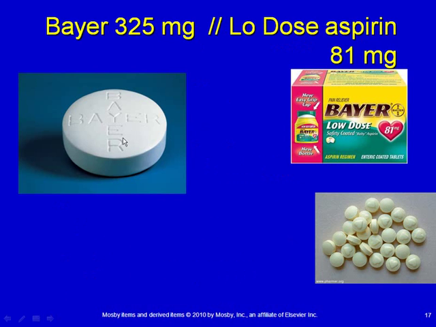Here we have the 325 Bayer aspirin. Here you have the 81 milligram Bayer aspirin, and you can see it would take 325 divided by 81. Let's just do that. It would take 4 of these to equal the weight in one of these, or the same amount of milligrams.